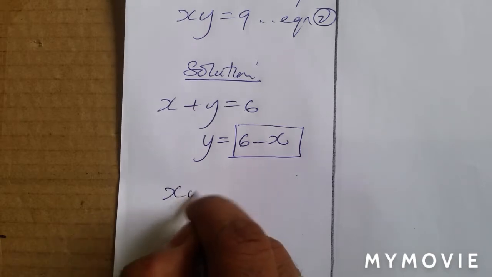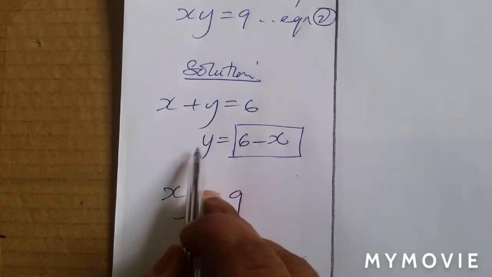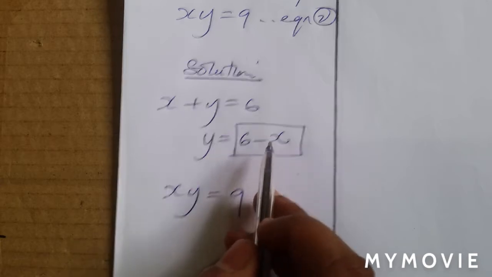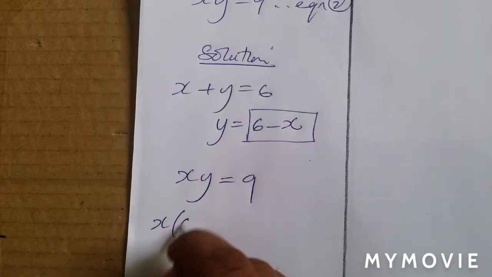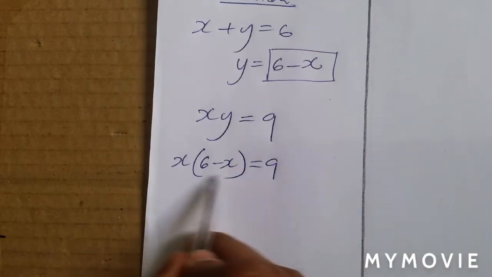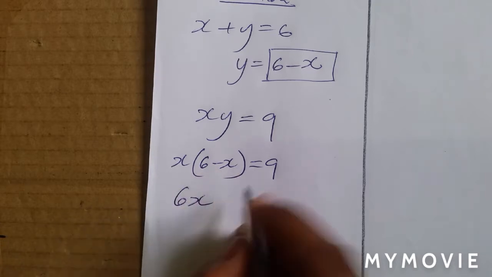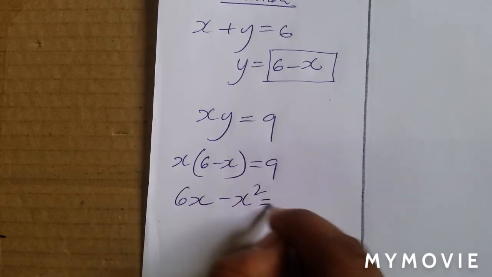So I'm going to write back the nonlinear equation, and wherever I see y, I'm going to put what y is actually equal to, which is 6 minus x. So x open bracket, 6 minus x, equals 9. So we're going to do expansion. x times 6 is 6x. x times minus x is minus x squared, equals 9.